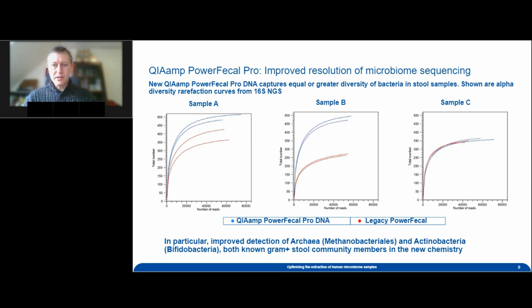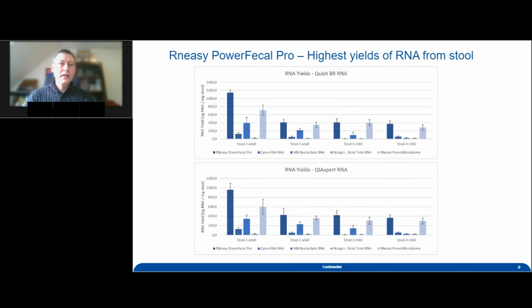So now I'm going to switch tracks a little bit and talk about RNA. The RNeasy PowerFecal Pro is being launched in April of this year, and it is going to be a successor to the RNeasy PowerMicrobiome Kit. It's also designed for RNA extraction from stool and sludge and wastewater.